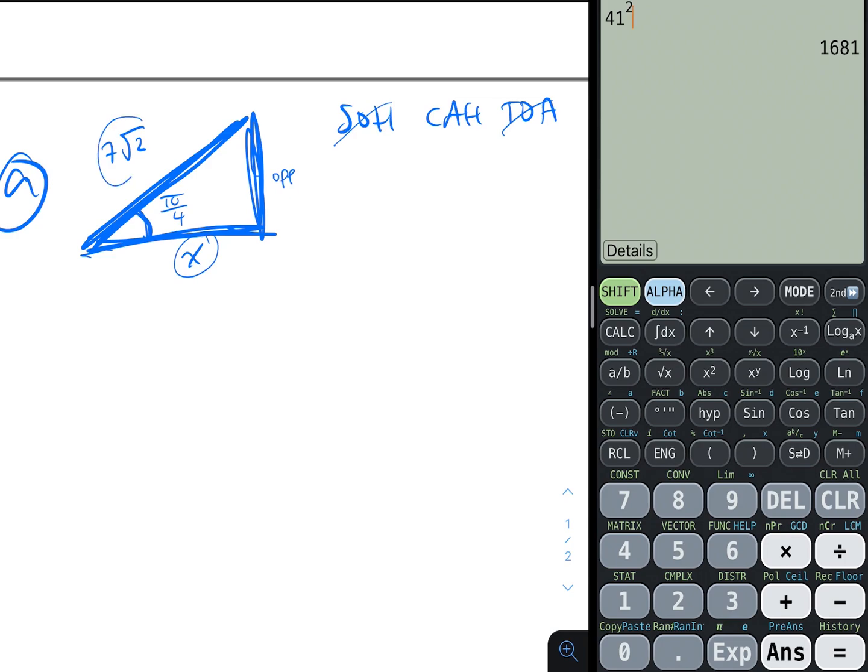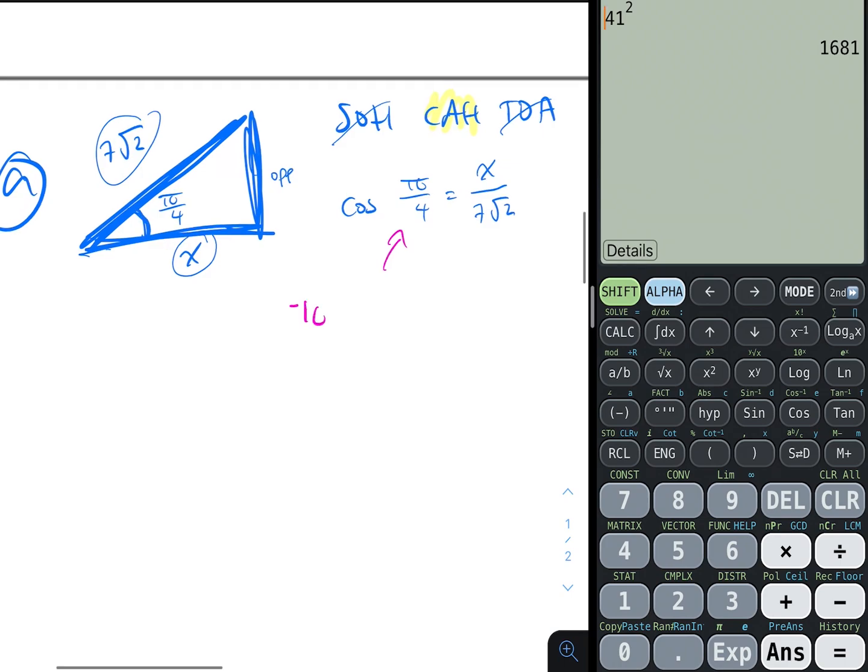We have the adjacent and the hypotenuse, so it's cosine, right? What we do is we do cosine pi over 4 is equal to the adjacent over the hypotenuse. So what's the adjacent here? X, right? Or the length that we're trying to find out. And what's the hypotenuse? 7 times the square root of 2. Okay, so I'm gonna do this in a different color. One thing that should jump out to you is, do you remember this? Cosine pi over 4. If you've done the previous videos, this should jump out to you straight away. Pi over 4 is equal to what? 45 degrees, right? And that is also equal to 1 over the square root of 2.